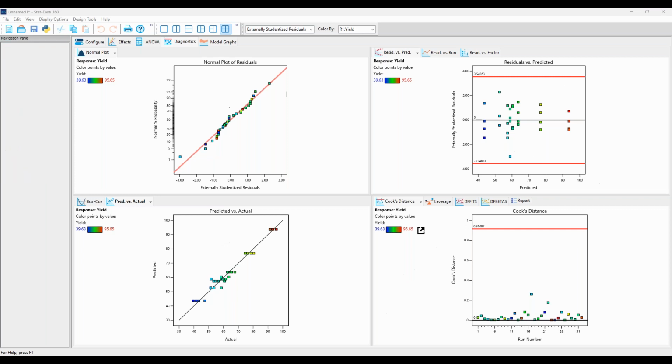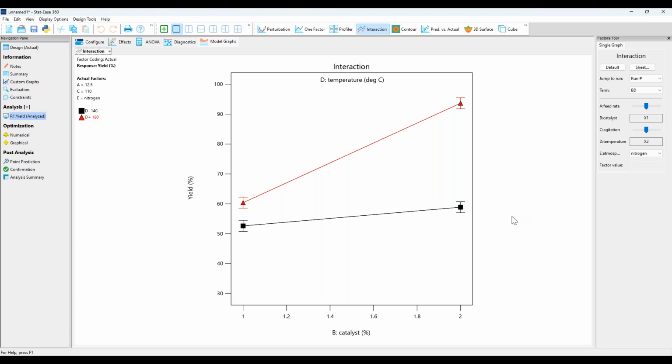So let's see, erase all drawings, and let's come back here. All right, so we're good now. Then we're going to get into the model graphics, and here's where we can begin to see the overall story. This is an interaction plot.